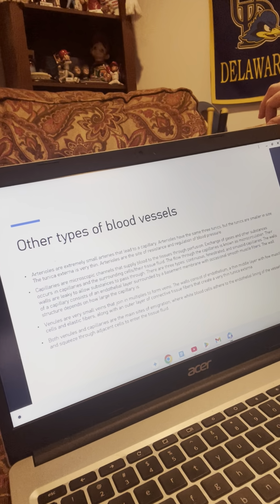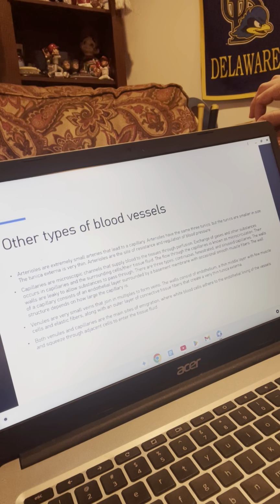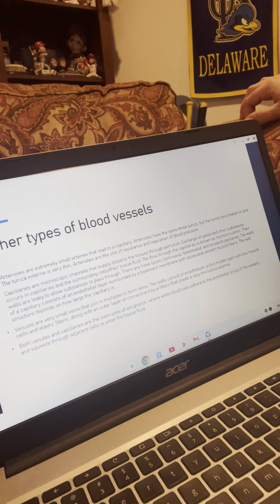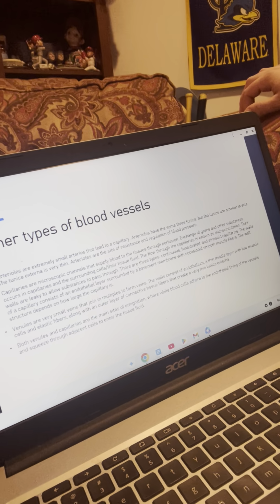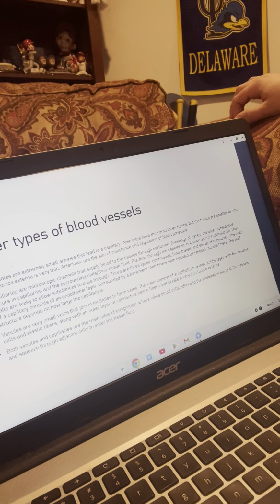So it talks about how arterioles are extremely small arteries that lead to a capillary, how they still have the same 3 tunic layers, but the tunics are smaller. The tunica externa is very thin in an arteriole, and then it goes over their functions as well.